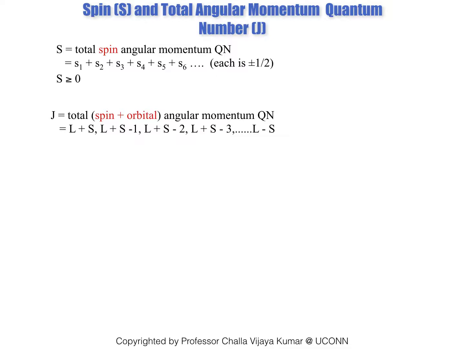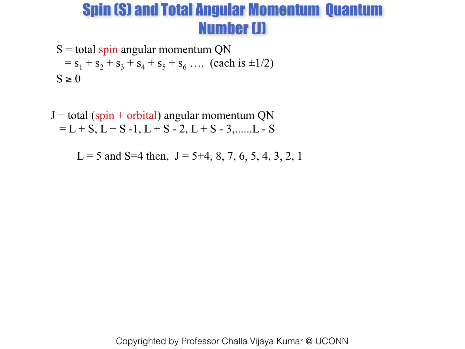Let's take an example of L equals 5 and S equals 4. Then J will be 5 plus 4, then 5 plus 4 minus 1, and so on, until 5 minus 4, which is 1. So 5 plus 4 is 9. We have 9, 8, 7, 6, 5, 4, 3, 2, and 1 is the last value, L minus S. So once we figure out the capital L and capital S values, then we can also figure out the capital J values. We have to remember these rules.